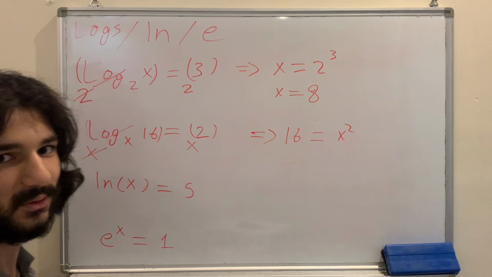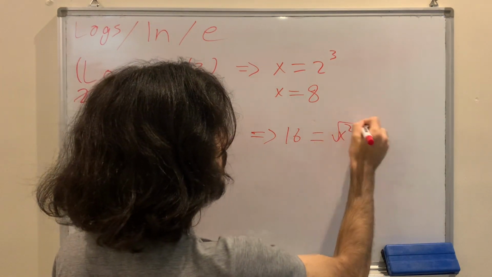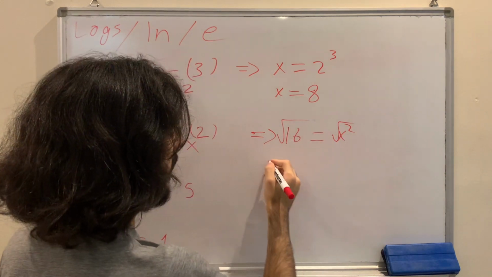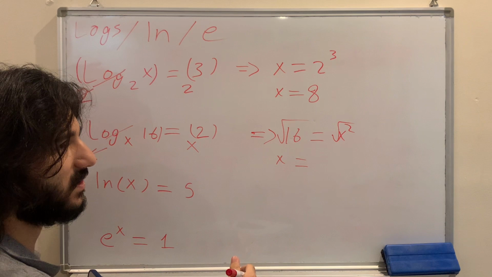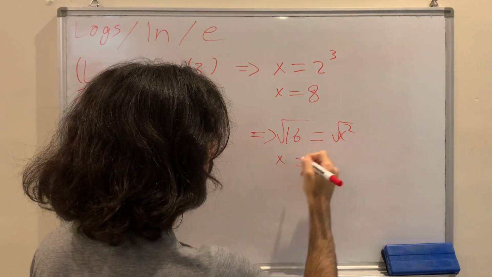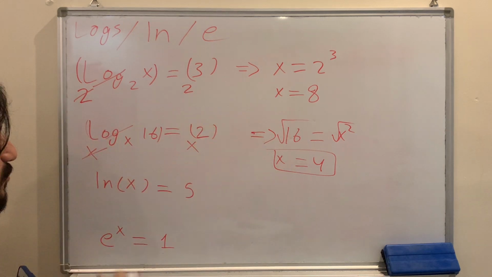And obviously we already know how to solve this from last time. You can just square both sides and you're going to get x equals the square root of 16, which is just 4. And yeah, that's how you solve this one.